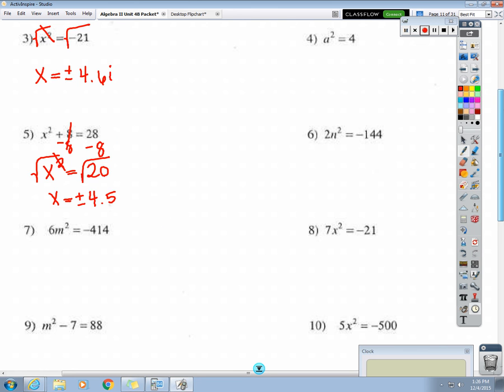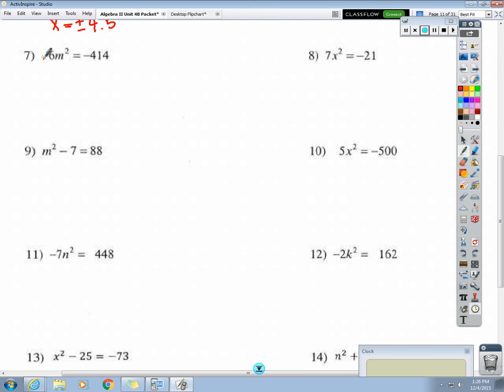Okay, number 7, what do we need to do first? Divide by 6. And then m squared equals, what's negative 414 divided by 6? You have a calculator. Negative 69. And now to solve for m, what do we have to do to both sides? Square root it. And so m equals plus or minus 8.30i, because it's negative. It's a complex number.